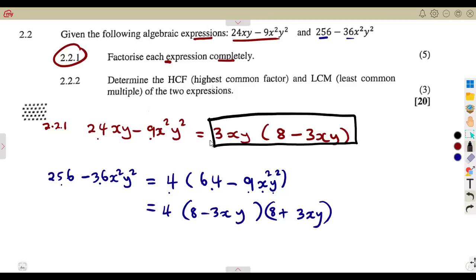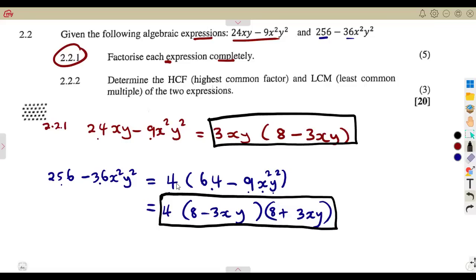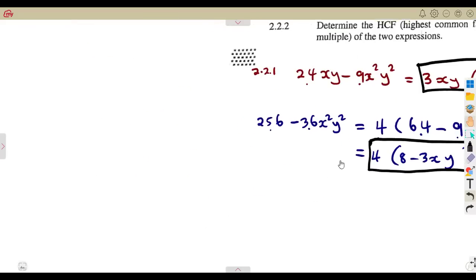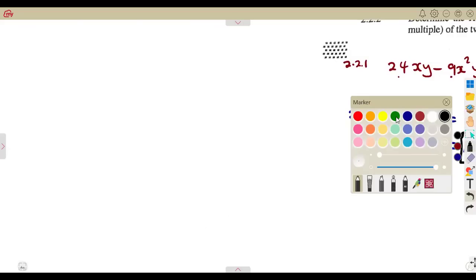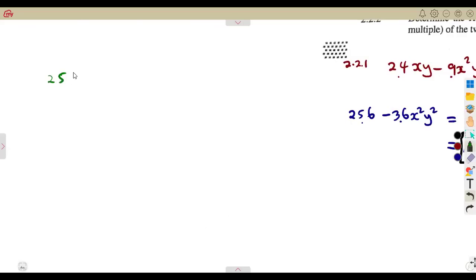This is what we obtained. The second part, this is what you're going to have as your final answer. Just in case maybe you did not realize that 4 is common there, you just considered a difference of 2 squares, which is actually fine because you can see that's a difference of 2 squares. 256 is a perfect square. We can obtain the square root of 256.